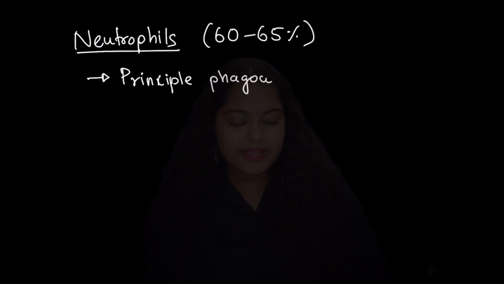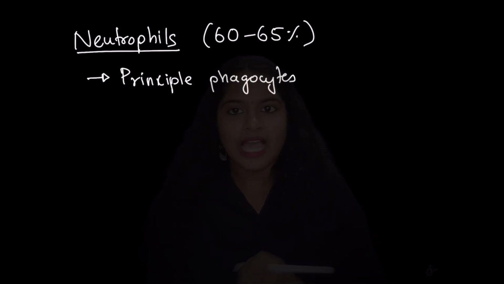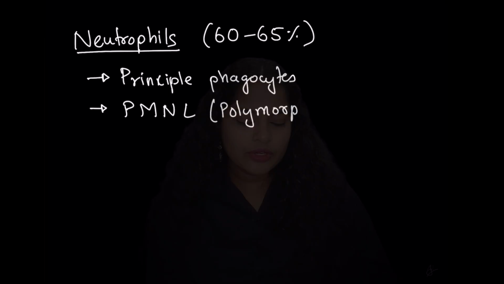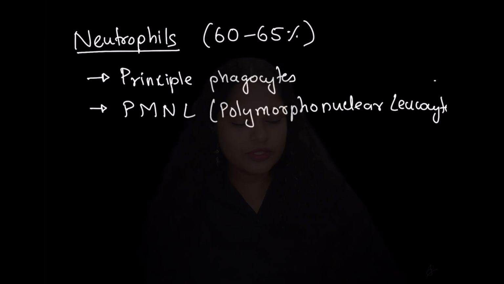That is, if some infection happens in our body or some pathogens come into our body, these neutrophils are the first to reach there. They have another name, that is PMNL, polymorphonuclear leukocyte. Why are they called so? Why are they called PMNL?